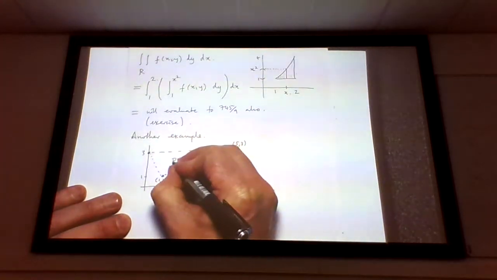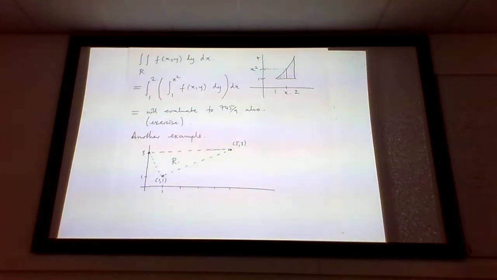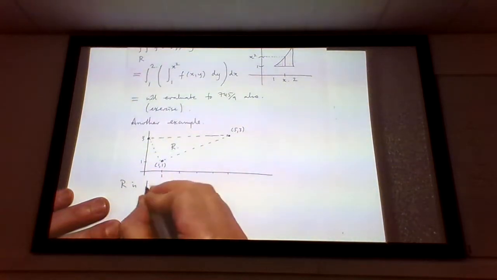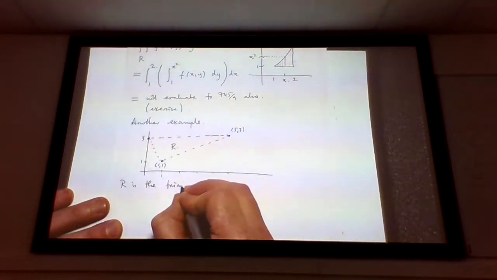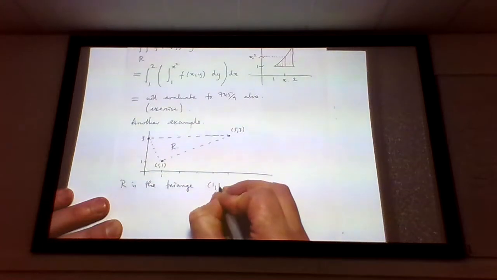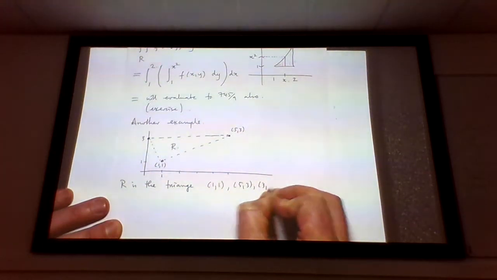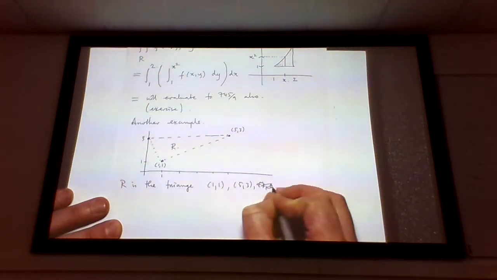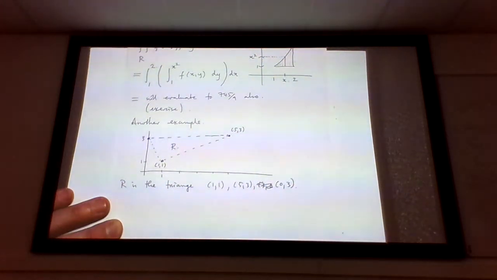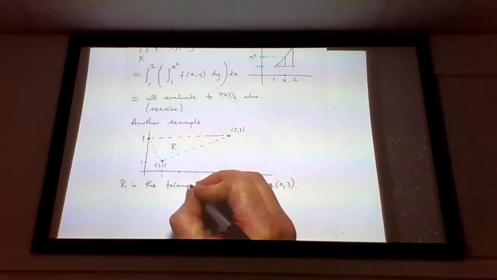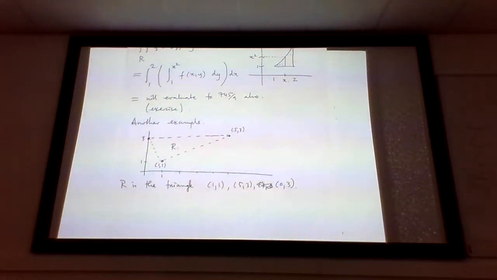Okay, so if this is the region R, which is the triangle between these three points. So R is the triangle with vertices (1,1), (5,3), (0,3). Sorry, that's (0,3). The triangle formed by these three points.